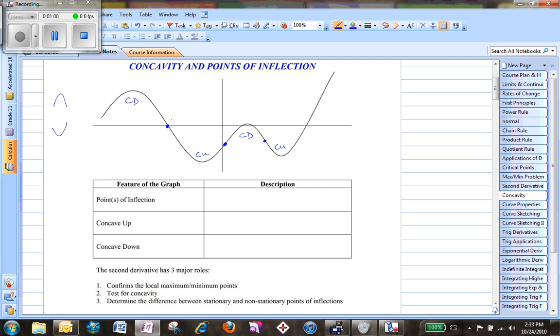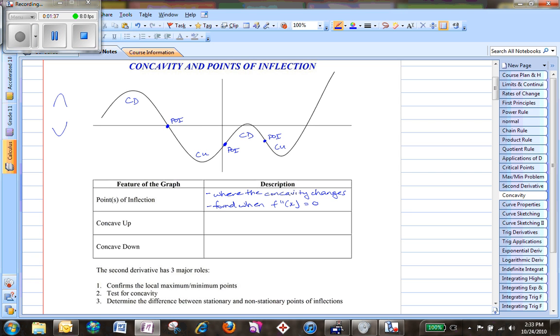The way that we mark them is POI, point of inflection. Some people write IP which stands for inflection point. It really doesn't matter to me. I tend to use POI. So a point of inflection, if I was to describe it, is where the concavity changes. And how do I find it? Well, I find it when I set the second derivative equal to 0.